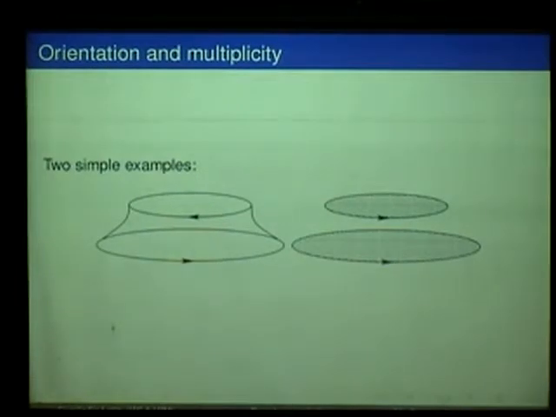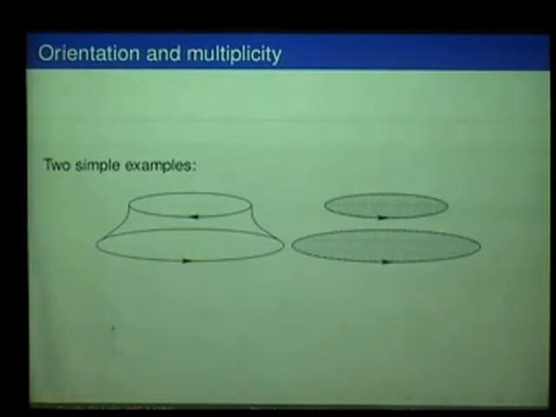Here you see on the left and on the right two circles in three-dimensional space. There are two circles which are lying on two parallel planes, and the centers of the two circles are lying on the same line, which is perpendicular to the two planes. On the left, you see a situation in which the orientation of the two circles is opposite to each other. This circle is oriented in this way, and this circle is oriented in this way.